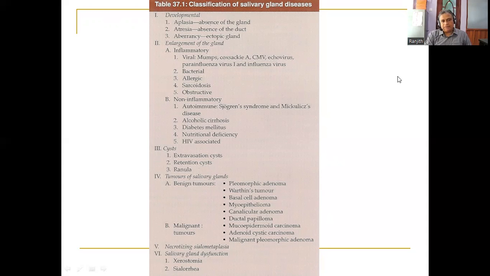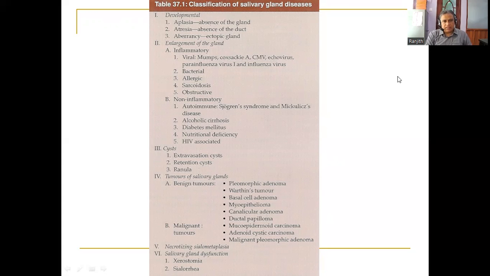The fifth classification is a very isolated or specific kind of disease process called necrotizing sialometaplasia. It is separated from every other classification. It's not an enlargement of the gland, it's not a cyst, it's not a tumor. It's a separate entity. We'll talk about that when we come to that part.